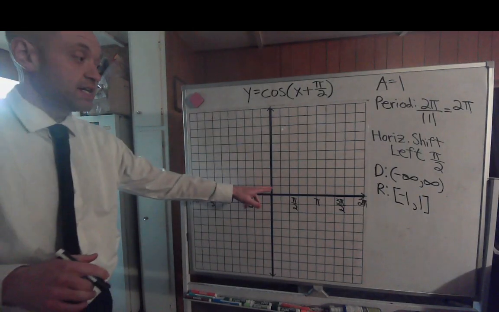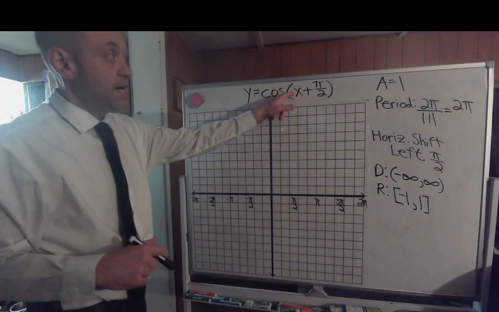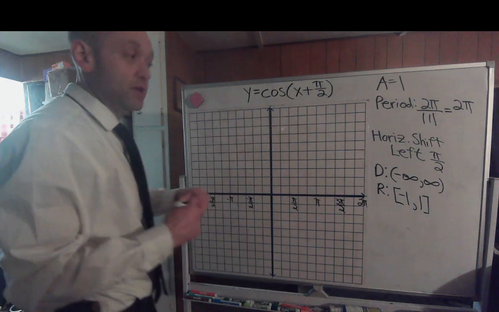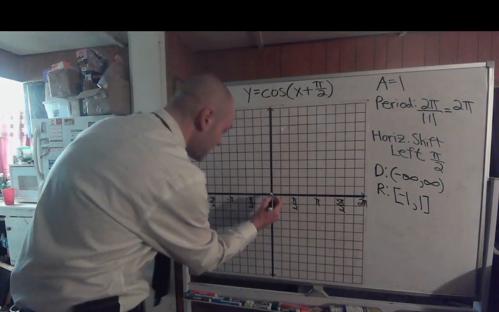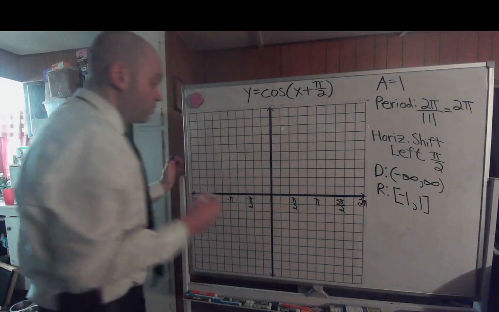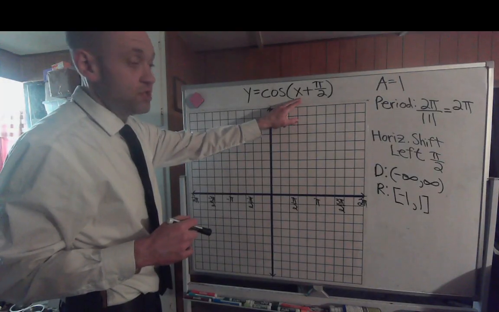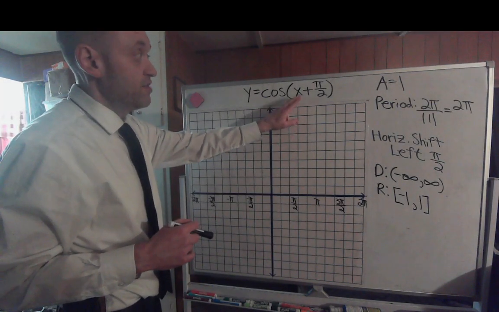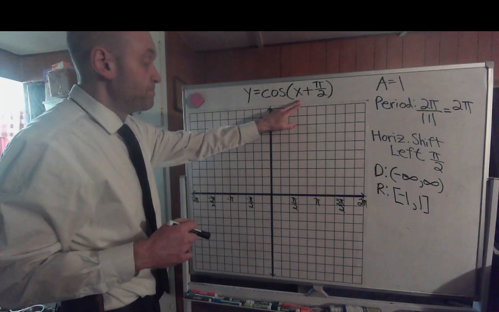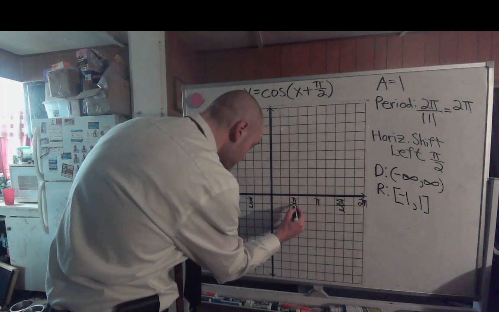Let's start at x equals 0. Alright, so if we put in 0 for x, this really behaves like the cosine of pi over 2. And what's the cosine of pi over 2? That's actually 0. Now, what about if we put in pi over 2? Put in pi over 2 for x, that behaves like the cosine of pi, right? The cosine of pi is -1, so that's going to come down here.